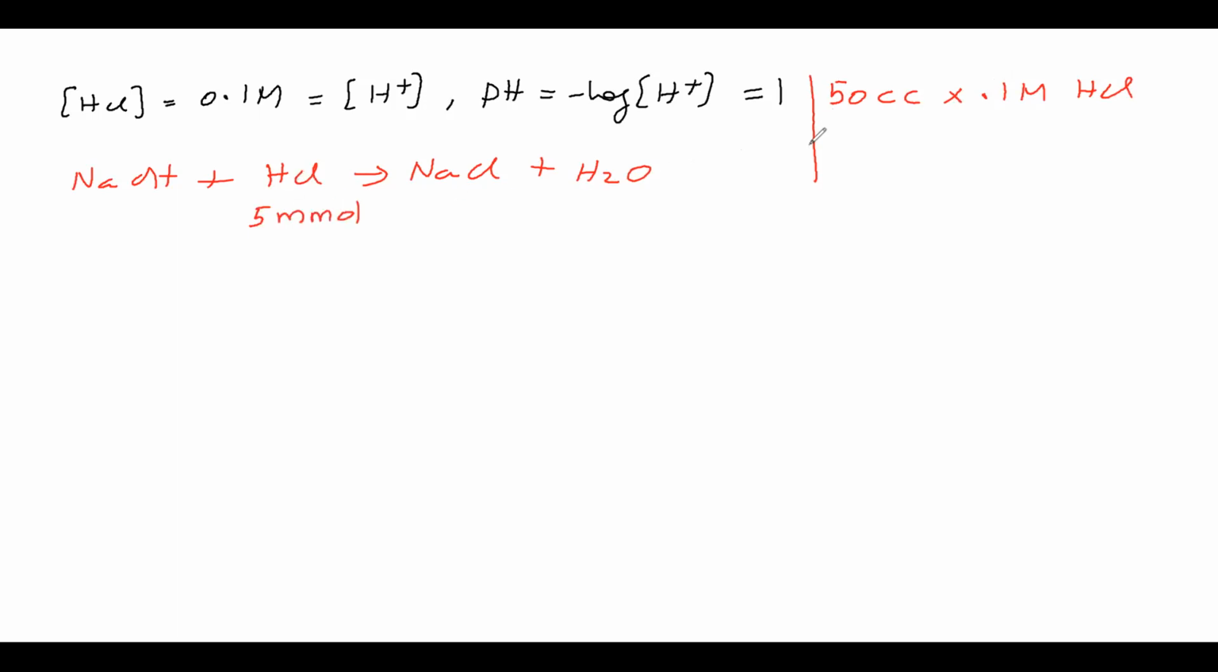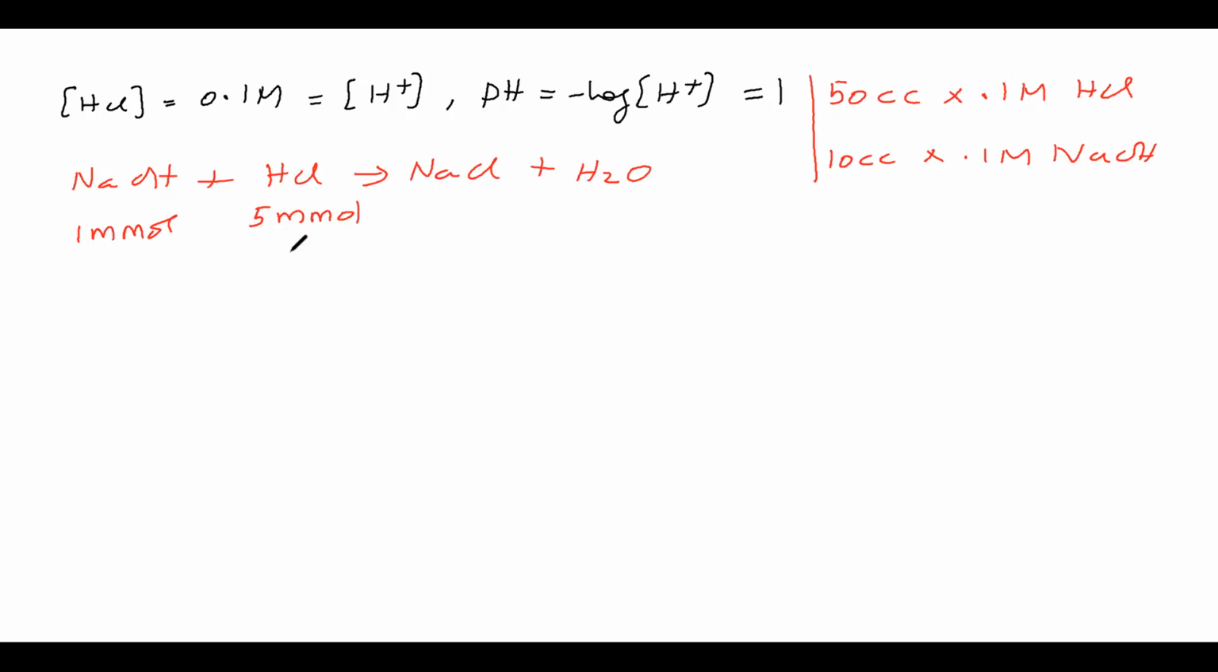How much sodium hydroxide did we add? 10 cc of 0.1 molar sodium hydroxide. So 10 cc multiplied by 0.1 molar gives the millimoles of sodium hydroxide added. So we have added this many millimoles until now.